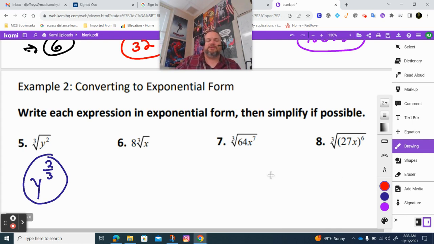Now, number 6. The 8 is just kind of hanging out. It's there for moral support. Kind of like the people that go through the lunch line that just stand there while other people are getting lunch because they're just for moral support.